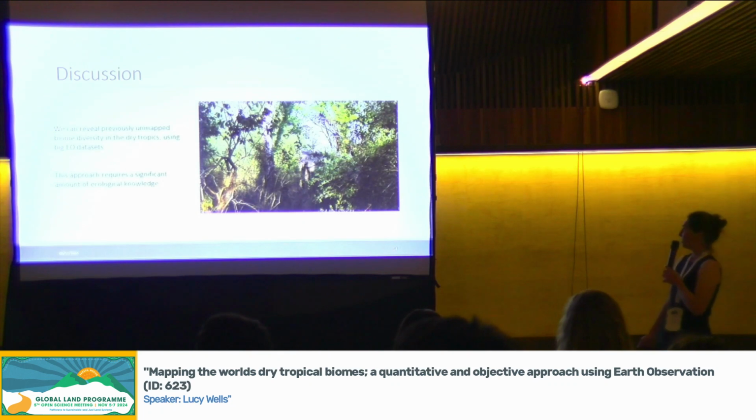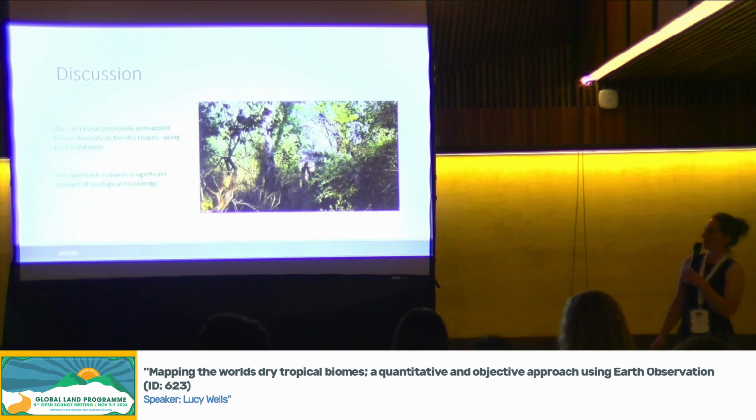So to finish off, we can reveal previously unmapped biodiversity in the dry tropics using Earth observation. In particular, the use of fire has helped to separate out different types of savanna. This is important if you're thinking about management: you shouldn't manage everywhere as a savanna. There are different types of savanna. And the use of Earth observation beyond canopy cover and forest, non-forest binaries has really allowed us to make a much more nuanced map.